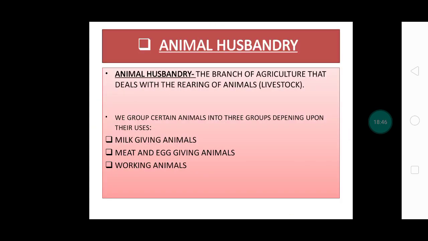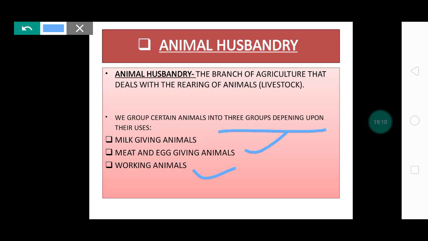Now next we move toward the last point, animal husbandry. What does it mean? Just like plants, animals too are equally beneficial for providing different types of food and other products. Animals give milk, and milk giving animals are there. Then meat and egg giving animals are also there. Working animals are there. So we group these animals depending upon their uses. Animal husbandry is a branch of agriculture that deals with the rearing of animals.